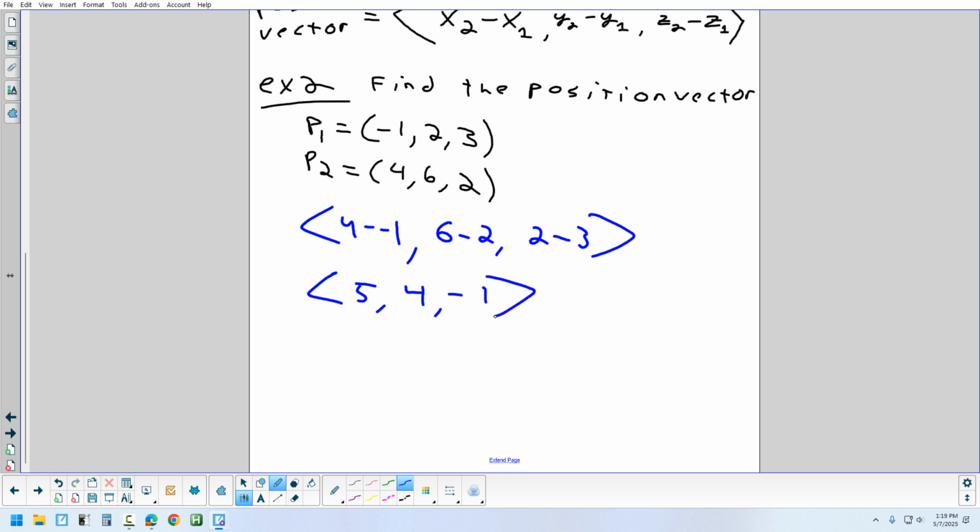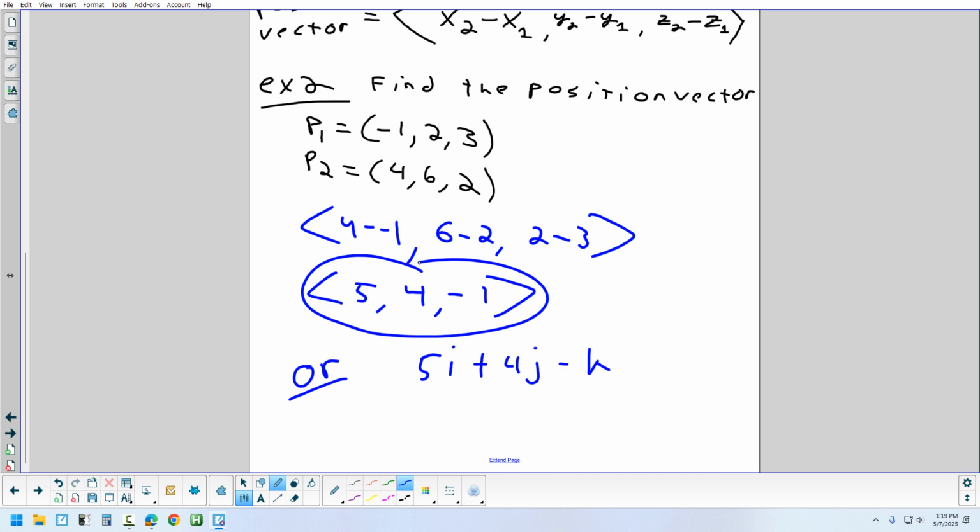Okay, so that's one way you can write it. Or how about with the i, j, and k? 5i plus 4j minus 1k. Yep. And what's that called again? That's called unit vector notation, because it uses i, j, and k. So either answer is correct. It's just a matter of what format they ask you to write it in.